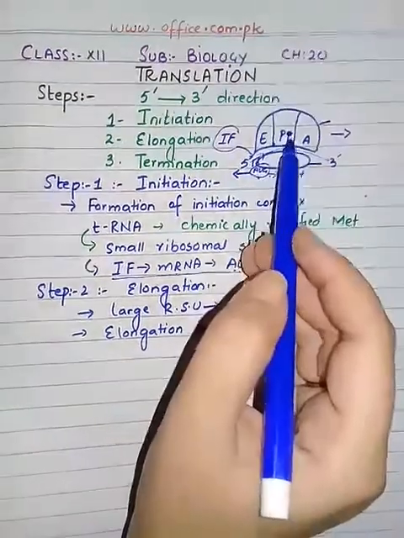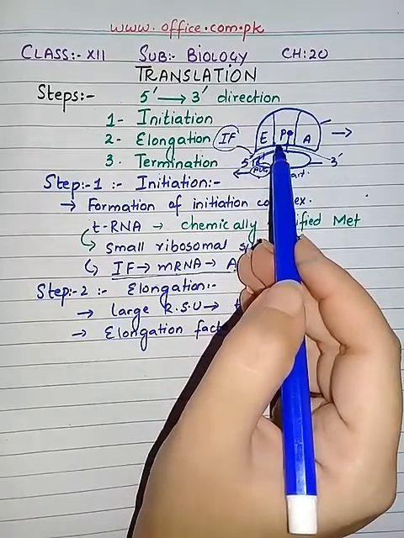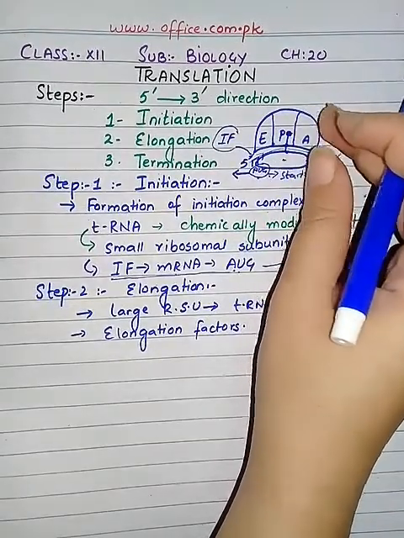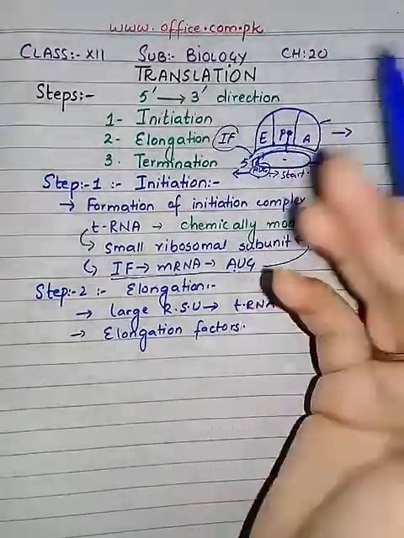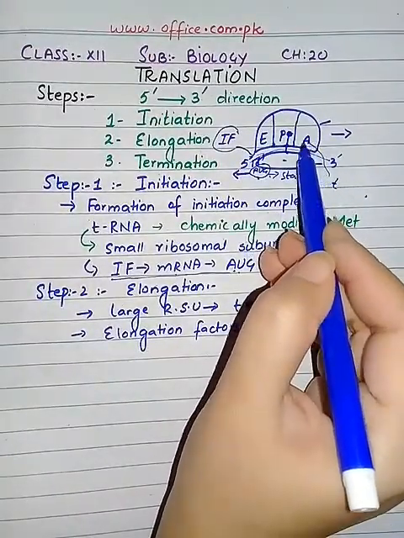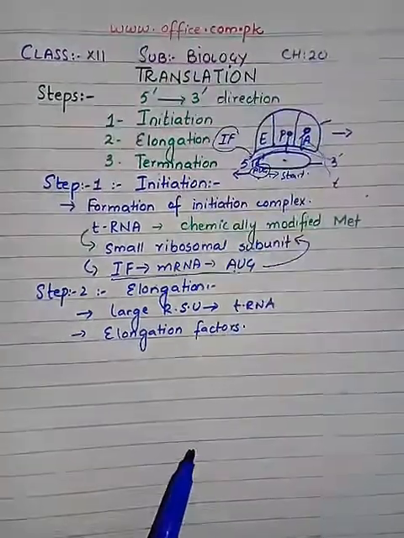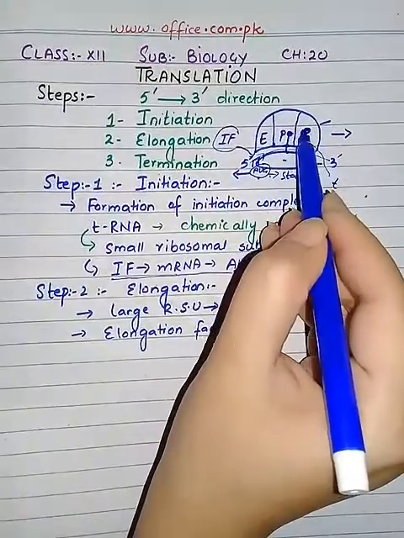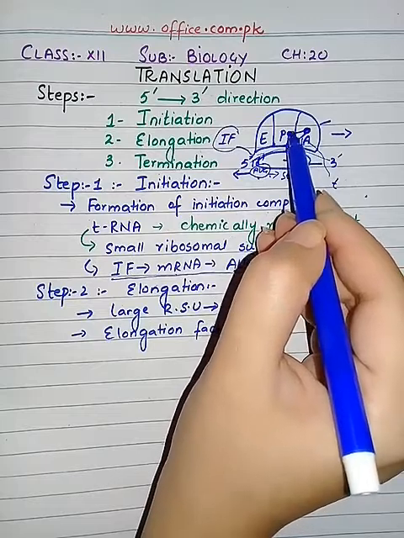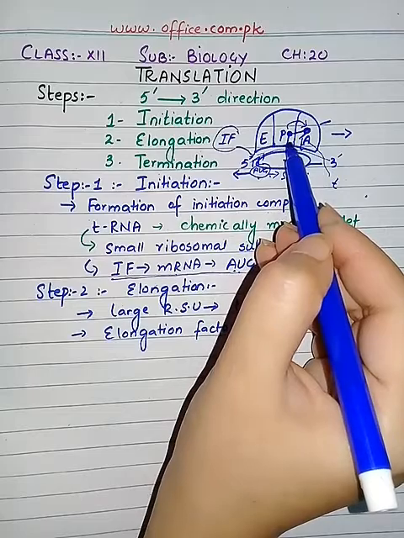Now when the transfer RNA is attached here and the codon is read, then the whole ribosome will move a little bit further. When it moves, the next codon will be exposed, and according to that codon another transfer RNA will come here at the A site with its amino acid. Now the two amino acids are present side by side, and there will be a formation of a bond.